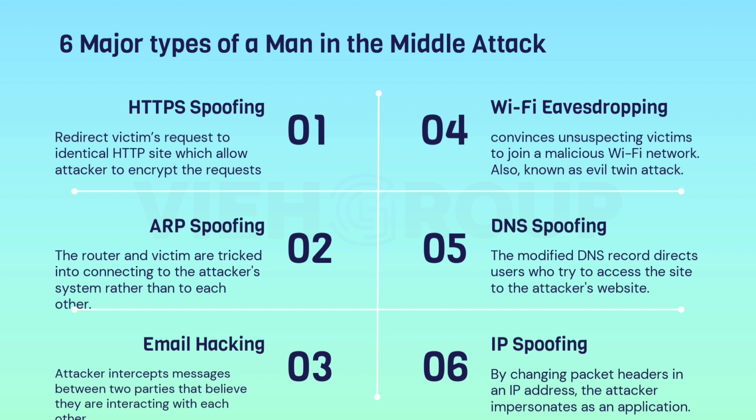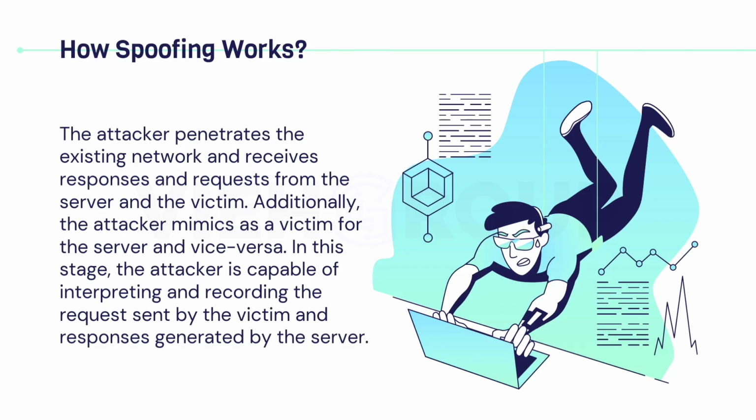Wi-Fi eavesdropping convinces an unsuspecting victim to join a malicious Wi-Fi, which is also known as evil twin attack. DNS spoofing, the modified DNS records redirect users trying to access sites to the attacker's websites. IP spoofing, by changing packet headers in the IP address, the attacker impersonates an application.